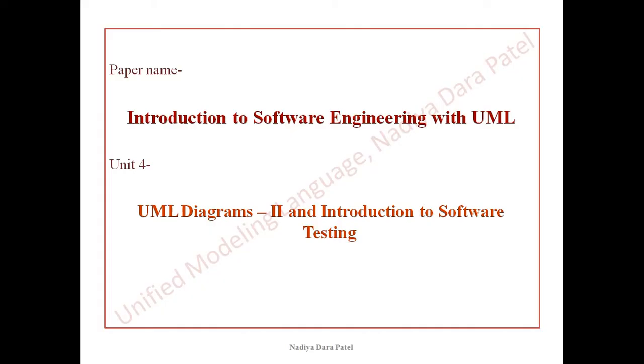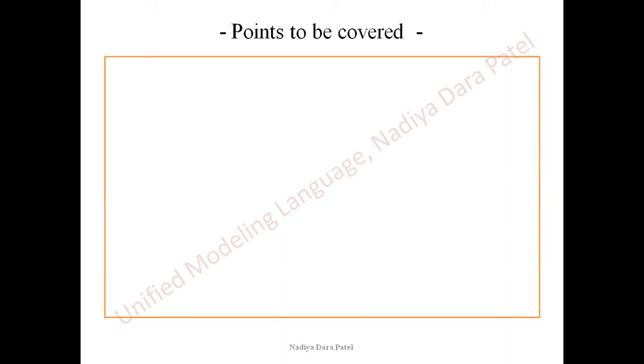So we are going through unit 4, that is UML diagram part 2 and introduction to software testing. Let us go through our next behavioral diagram, which is the activity diagram, the simplest, easiest to understand and very easy to draw. Let us see what points we are going to cover in today's lecture.